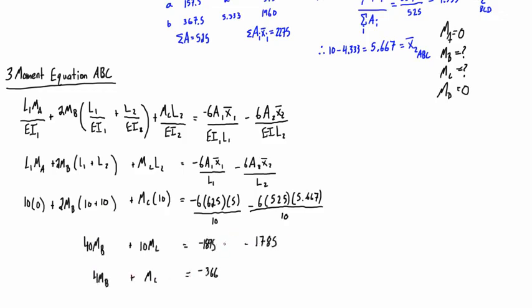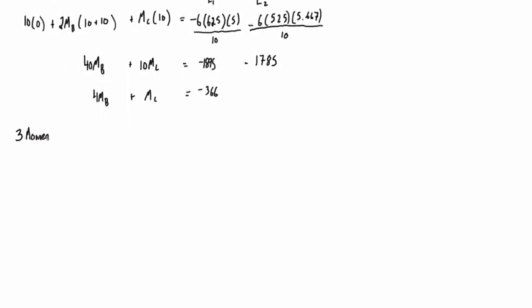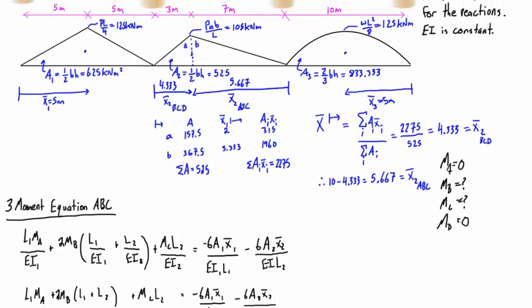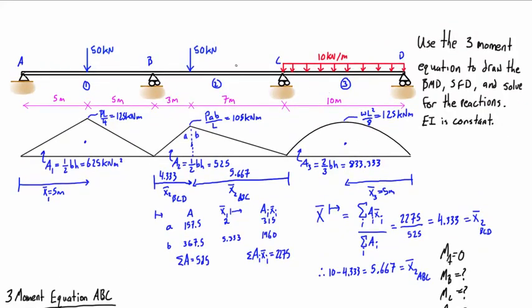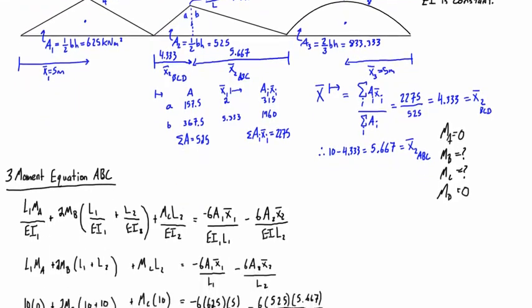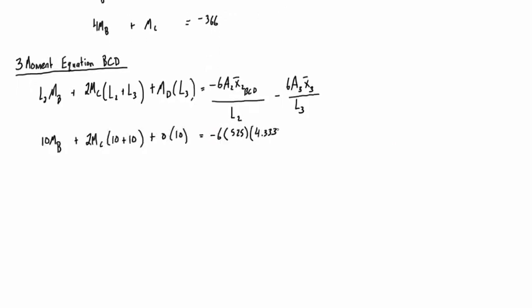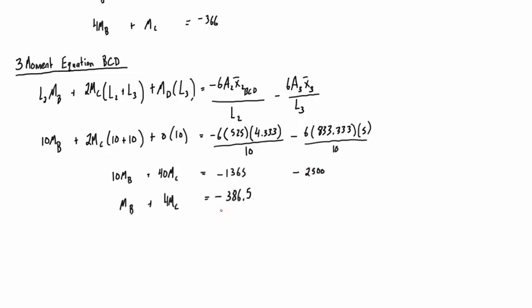negative 366. Alright, now what we want to do is redo the 3-moment equation over span BCD. So if we go up and look at what A2, A3, and the x bars are, when we're going over the span of BCD, we're going to need to use this x bar 2 BCD because it's coming from the outside, so that's 4.333. And then this x bar 3 is 5 meters, area 2 is 525, and area 3 is 833. The other thing that we noticed is that MD is equal to 0, and that's going to be used in this expression. So we can plug in those values, and then simplify this to find that MB plus 4MC is equal to negative 386.5.